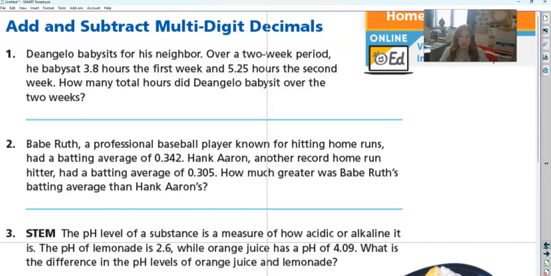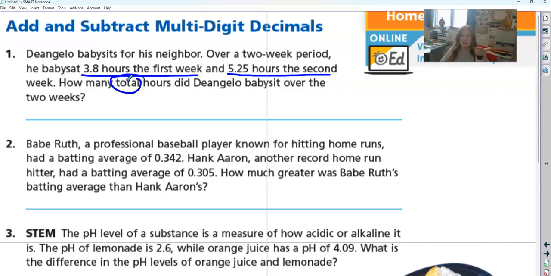I'm going to let you line them up though. So make sure your decimals are lined up. So out to the side, you have room to do work. If you need to get more scratch paper, do that. So D'Angelo babysits for his neighbor. Over a 2-week period, he babysat 3 and 8/10 hours the first week, 5 and 25 hundredths hours the second week. How many total hours did he babysit over the 2 weeks?